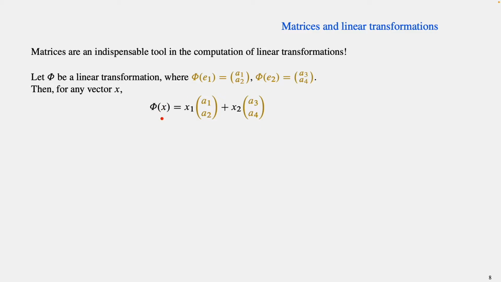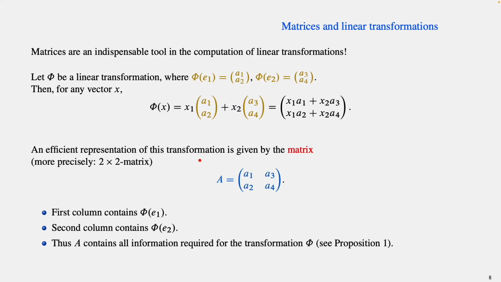Then, as we just saw, phi of x is equal to x1 times vector a1, a2 plus x2 times vector a3, a4. Because these two are just the values of phi on the canonical basis vectors. And if we write this out into one vector, we get the vector which has in the first row the entries x1 times a1 plus x2 times a3, and in the second row x1 times a2 plus x2 times a4.